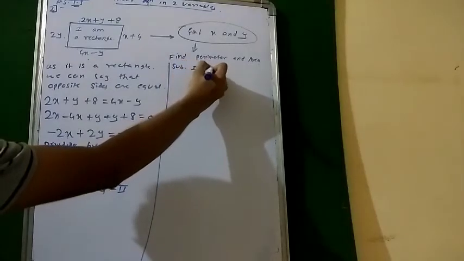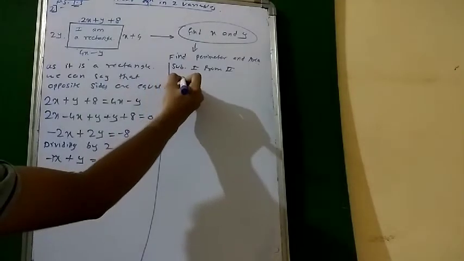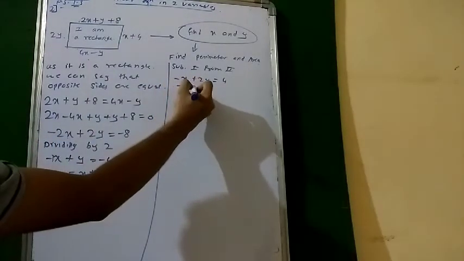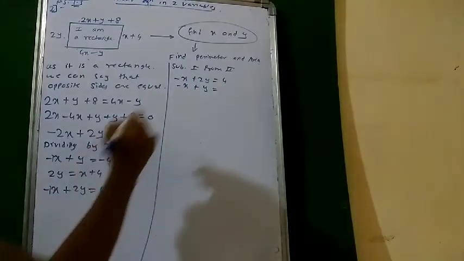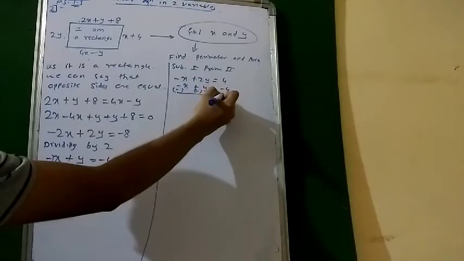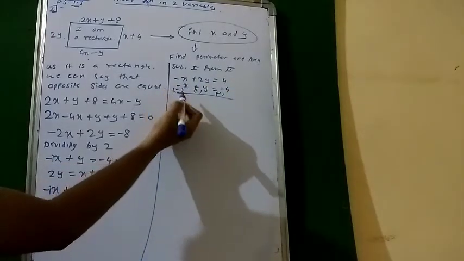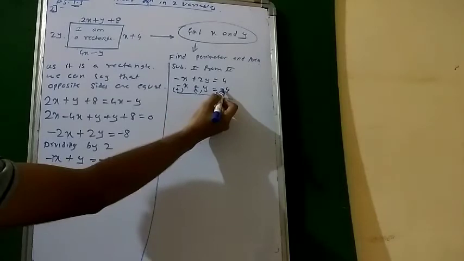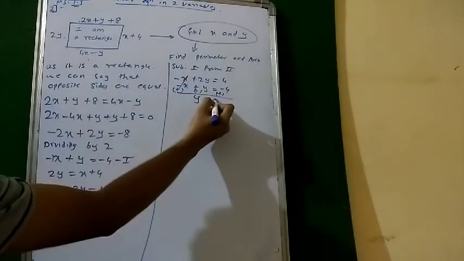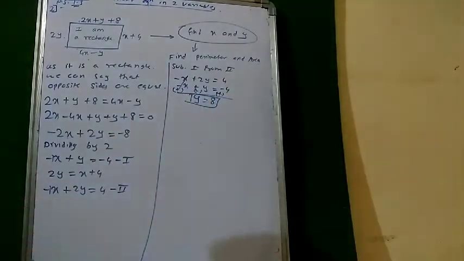Subtracting 1 from 2: I'll write 2 in the first place, minus x plus 2y is equal to 4, and then minus, minus x plus y is equal to 4. If we are subtracting, the signs get changed: minus becomes plus, plus becomes minus. So minus x plus x gets cancelled. 2y minus y is y. 4 minus 4... it gives y is equal to 8.